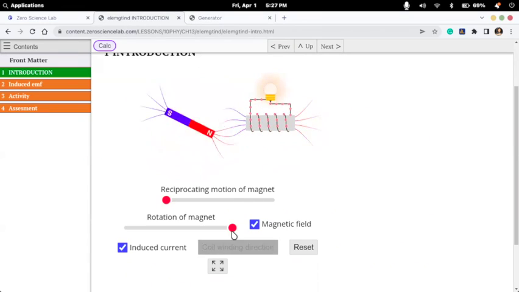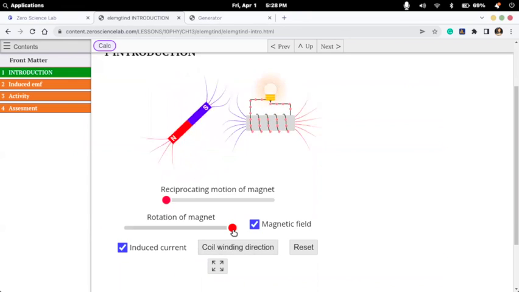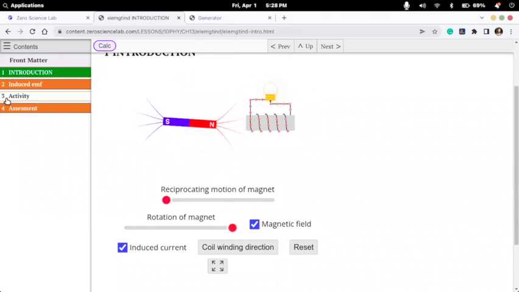Whenever a magnet is rotated or moving around a coil, current is produced. Right? Yes, sir.